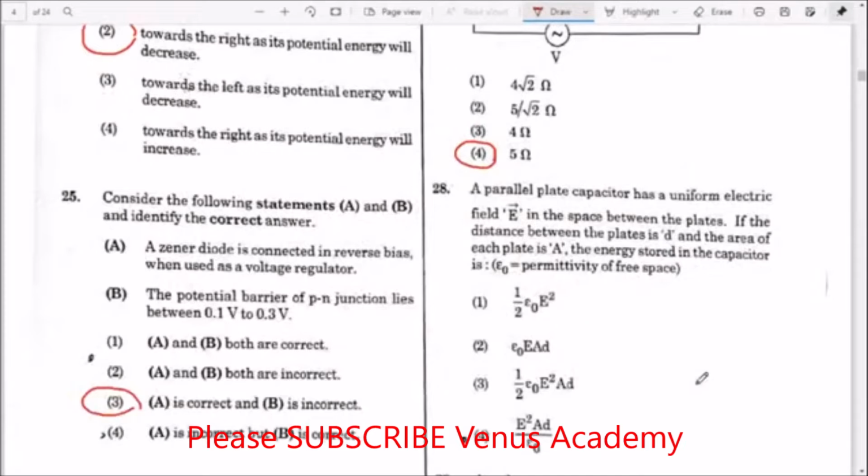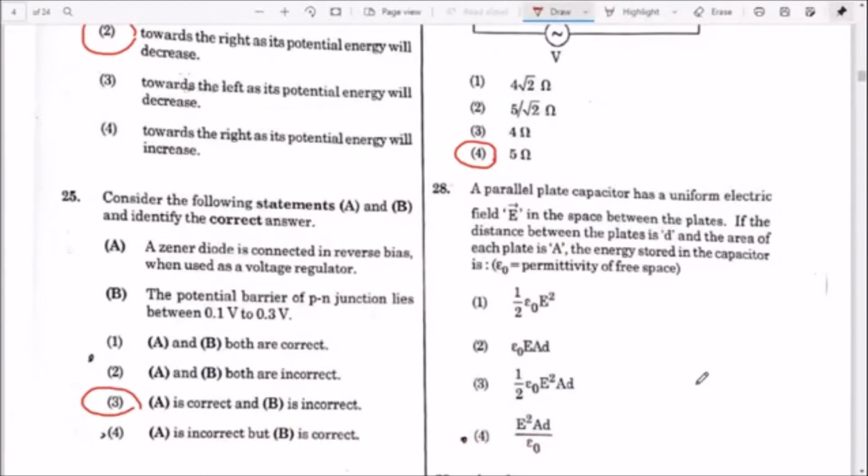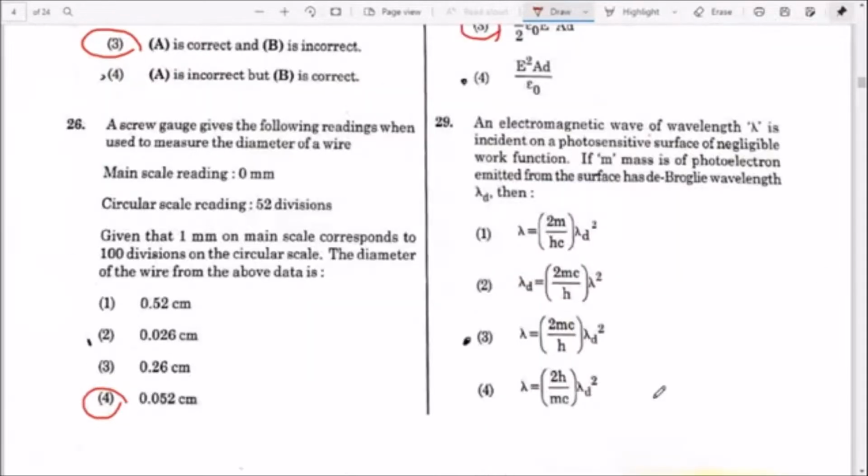Question number 28. A parallel plate capacitor has a uniform electric field E in the space between the plates. If the distance between the plates is d and the area of each plate is A, the energy stored in the capacitor is, we know, permittivity of free space. Option number 3 is the correct option, students. Question number 29.